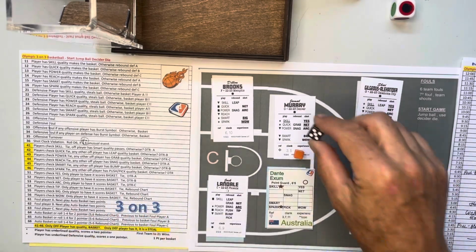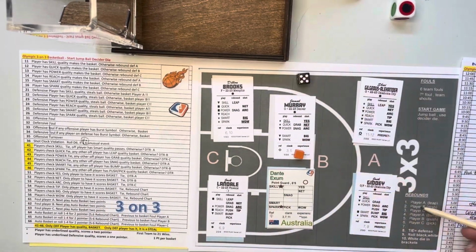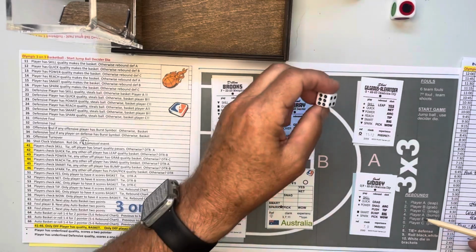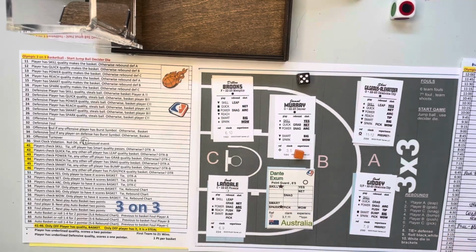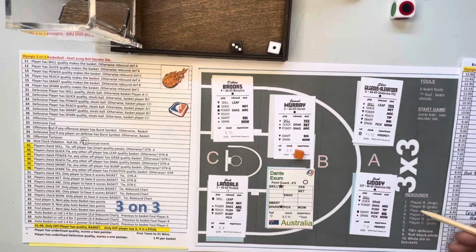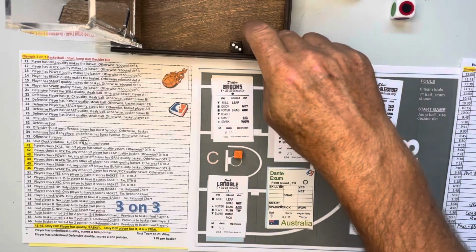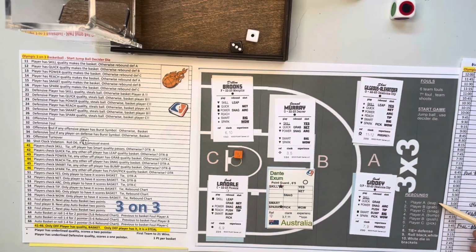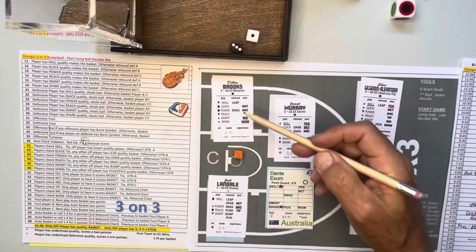How the rebound chart works, the first die is going to see the player. The second die, the white die, will tell you what type of rebound to go for. So we have a 3, so it is going to be player C. So it's between Brooks and Landale. And number 1 on the white die is leap. So who has the leap?